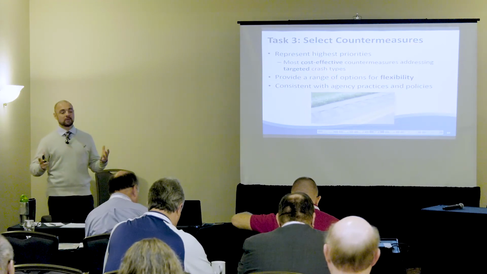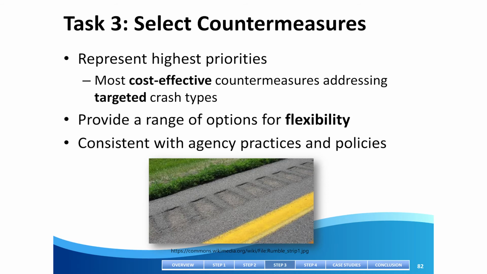So we have our whole list of countermeasures. We're starting to think about the costs and benefits, and we want to select those that are the most cost-effective and also are very targeted. So we're trying to target those underlying factors. It doesn't do us a lot of good to install high-friction surface treatment on curves if the underlying factor is run-off-the-road crashes at night on curves during dry conditions. So high-friction surface treatment is very applicable to curves, but not if the underlying factor is wet crash locations.